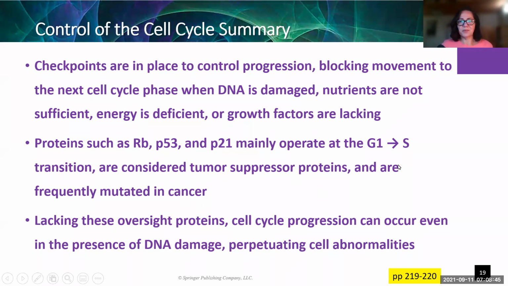So the way it's written here, it sounds like, oh my gosh, what are the chances of this mutation being found in all these different cancers? The chances are high, because if you mutate any of these, you're going to get overgrowth of cells. These are the pages to find this information.